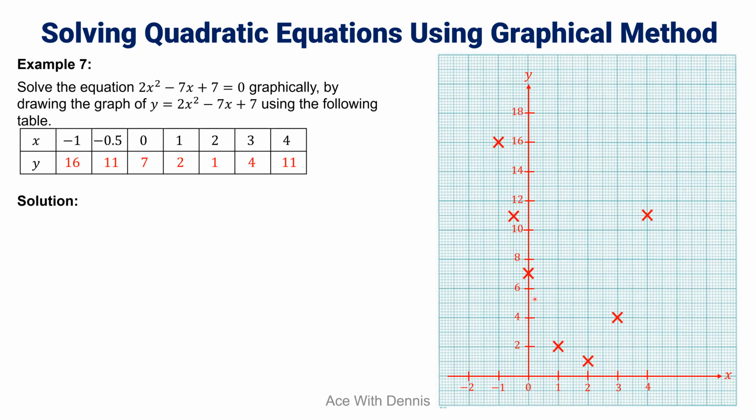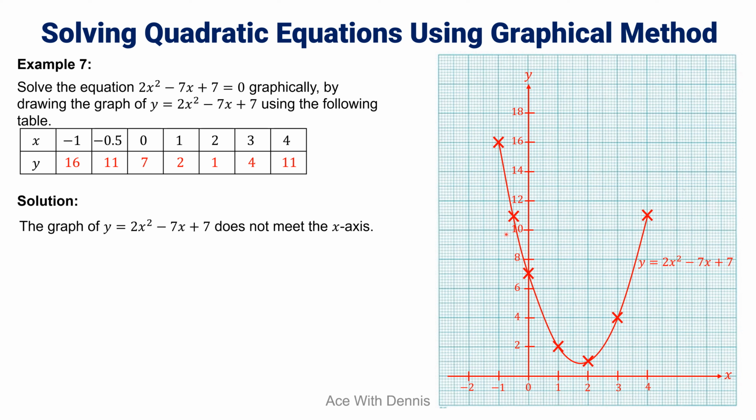Okay, so I have all these points, then use freehand to join all these points together. This is the curve that I will get. Don't forget to label the graph y equals 2x squared minus 7x plus 7. As you can see, this curve doesn't touch the x-axis. So we don't have a solution for this case.